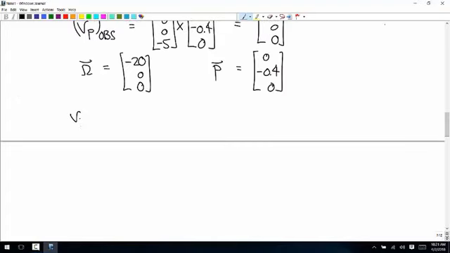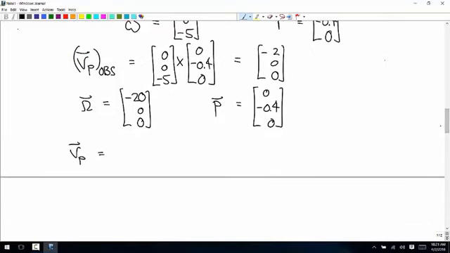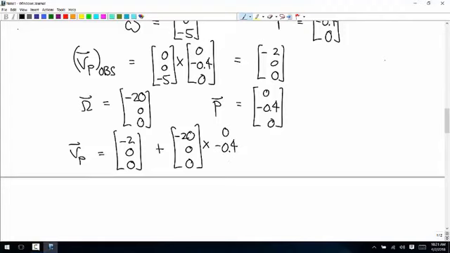And so now the velocity vector of that point P is equal to negative 2, 0, 0 plus negative 20, 0, 0 crossed with 0, negative 0.40. And that is negative 2, 0, and then 8. And that's meters per second.